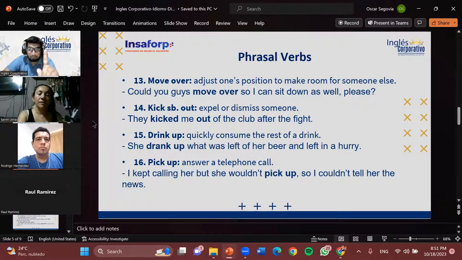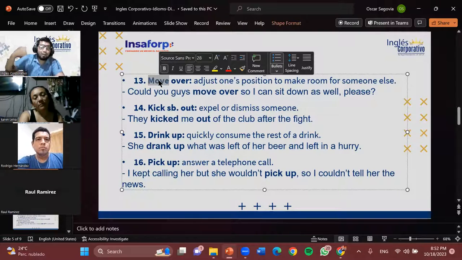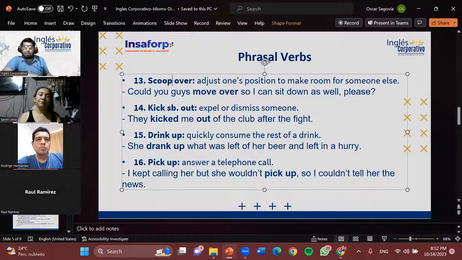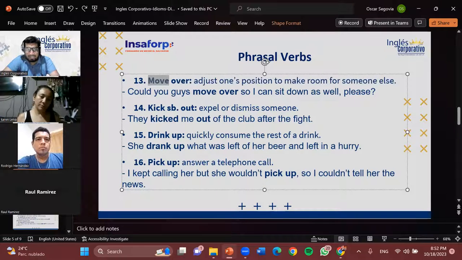One difference: move over can be used, once again, by people who have the authority. So in the case of a classroom, or a conference where there are teachers and principals, the ones who have authority over the students are going to use this word, move over. Now, if you are not someone who has authority over the rest of the people, you can use scoop over. Scoop over is like asking people to make you some room. Move over is basically telling people to move. So there's a big difference there.